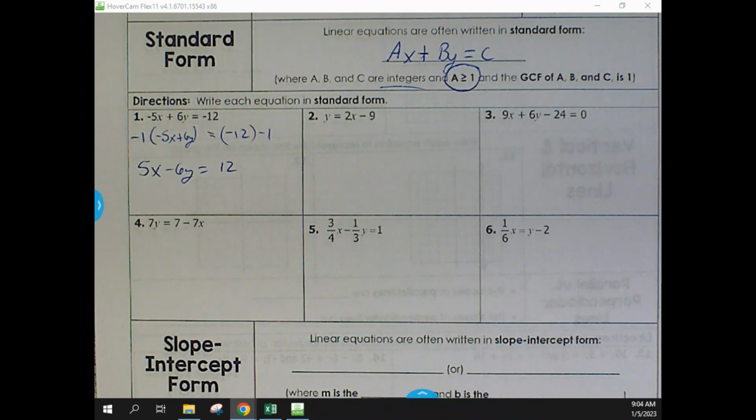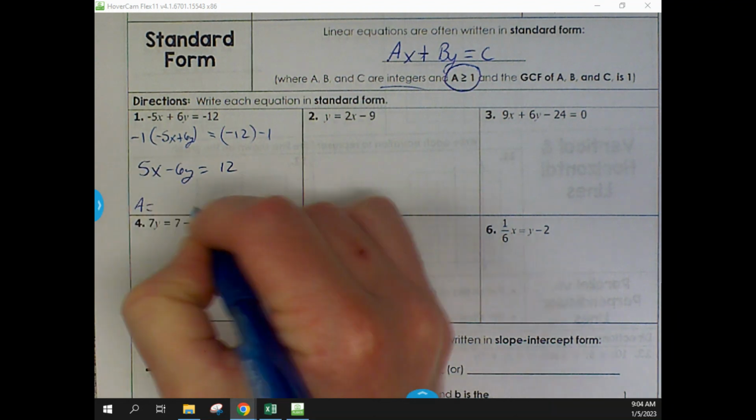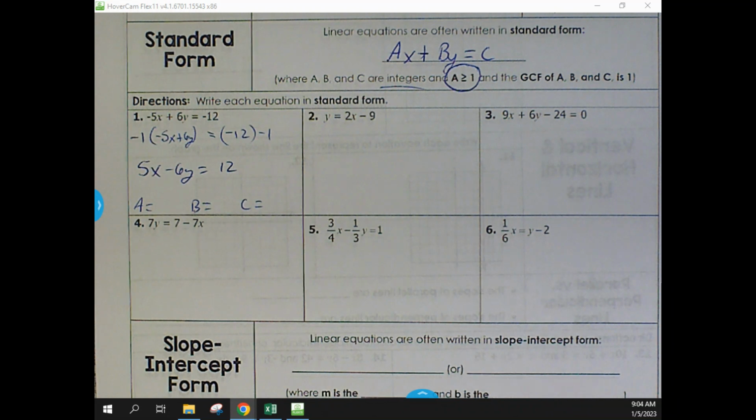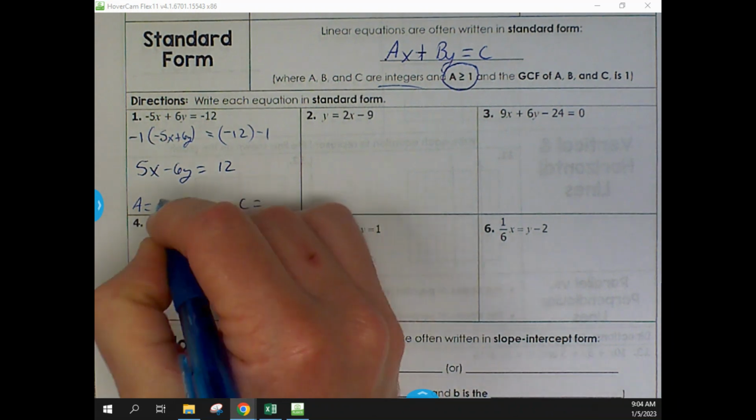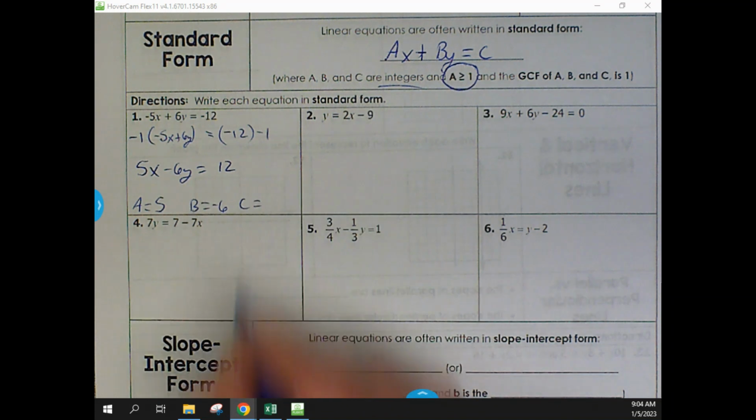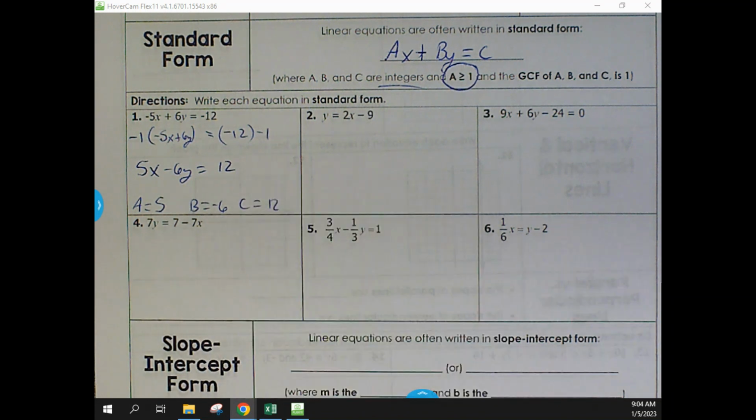And depending on Math Excel, sometimes they may ask you to write it this way, and they may come back and then have you tell me what the A and the B and the C values are. Sometimes they do that, a lot of times they won't. If they happen to do that, your A value would be 5, your B value would be -6, and then your C value would be 12.